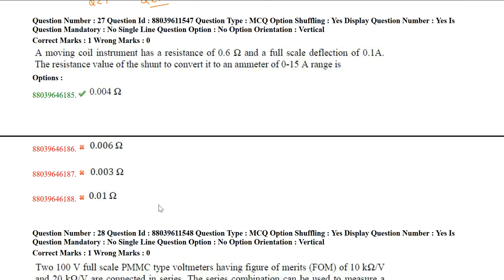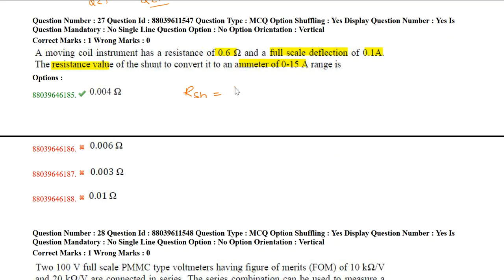Okay, next question: a moving coil instrument has a resistance of 0.6 ohms and a full scale deflection of 0.1 amperes. The resistance value of the shunt to convert it to an ammeter of 0 to 15 amperes range will be. Here is a simple basic formula that we use in most of the problems. This is an important concept here.